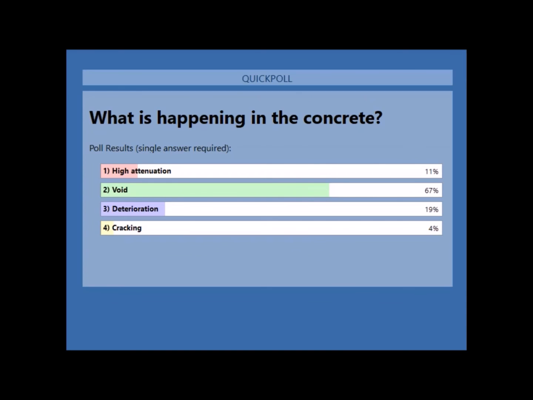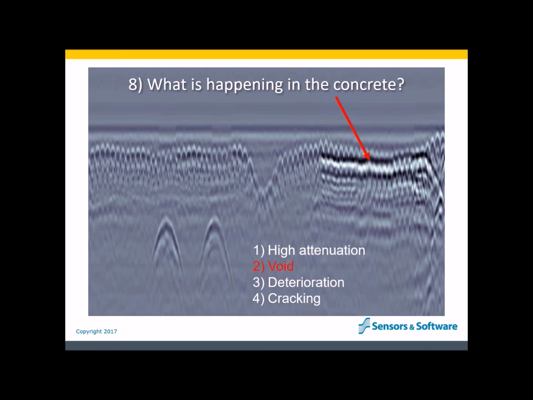Let me show you the image here. Let's go back to the image. All we know from the GPR line is that there's a strong reflector inside or under this concrete floor. So that eliminates high attenuation or deterioration. I would suggest that cracking would be a more localized phenomenon and not a few meters across. So I think the most logical answer is a void under the concrete.